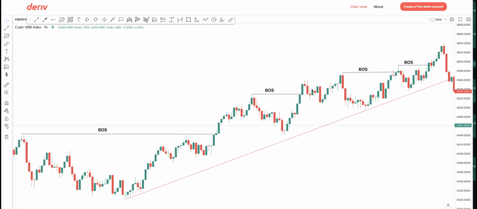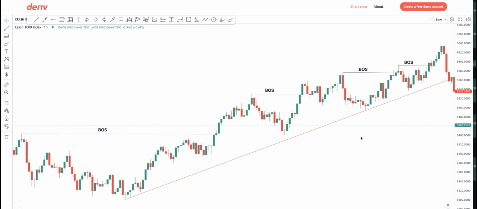When you look at this point, you can see that this candle here has closed above the previous high with a body. So this is a valid break of structure. The same thing has happened here. This candle here has closed above with a body. So this is a valid break of structure, and the same thing also happened here. This is a valid break of structure in an uptrend.